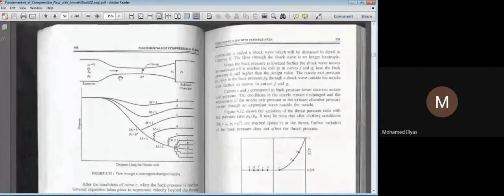In the experiment, the convergent divergent nozzle has been connected with a reservoir, a tank, at the inlet. The outlet is connected with a collecting tank. We call it an exhaust chamber. Is this visible?